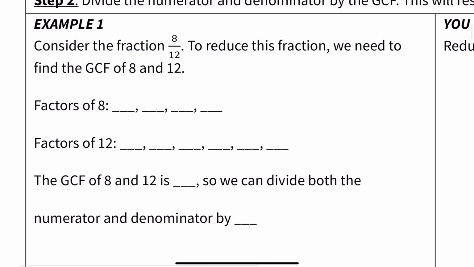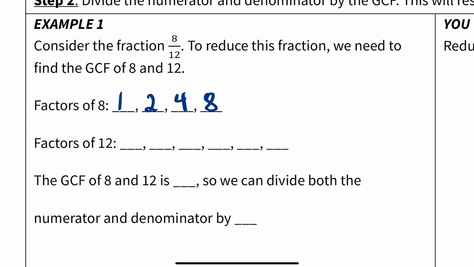Consider the fraction 8/12. To reduce this fraction, we need to find the greatest common factor of 8 and 12. So you start out by writing the factors. So what are the factors of 8? Well, I can do 1 times 8. So 1 is a factor and 8 is a factor. And I can also do 2 times 4. So these are all factors of 8. What numbers can I multiply to get 8?